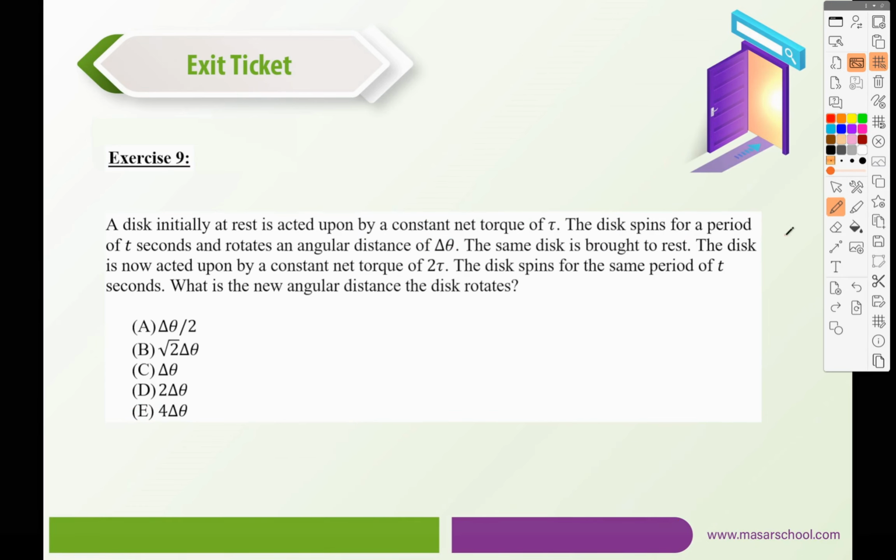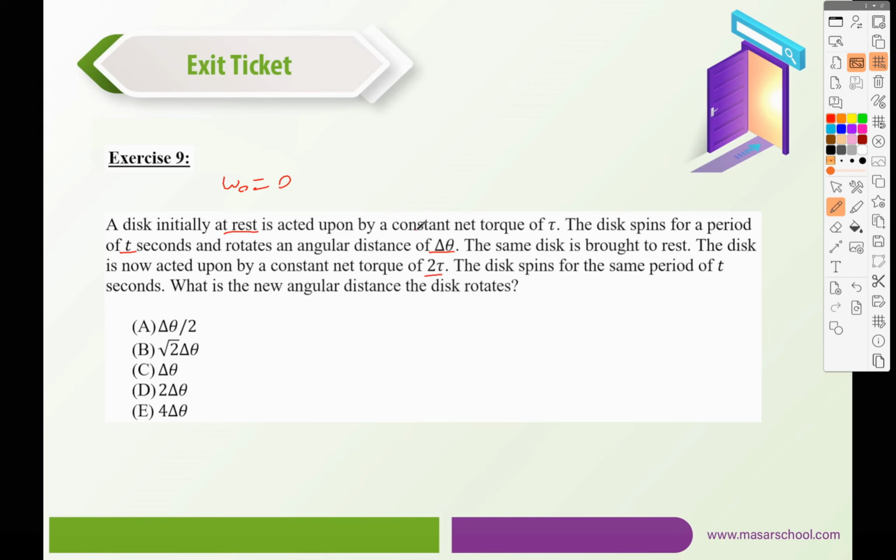And finally, exercise 9 as an exit ticket for today's video. A disk initially at rest, which means that the initial speed is 0, is acted on by a constant net torque of tau. The disk spins for a period of t seconds and rotates an angular distance of delta theta. The same disk is brought to rest. The disk is now acted on by a constant net torque 2 tau.